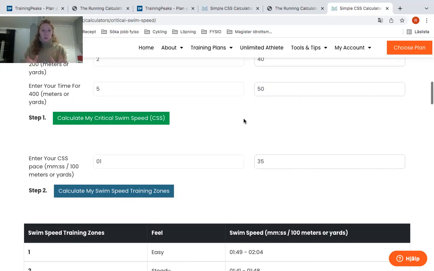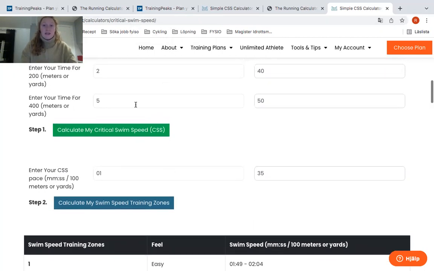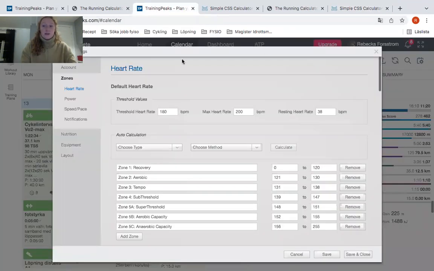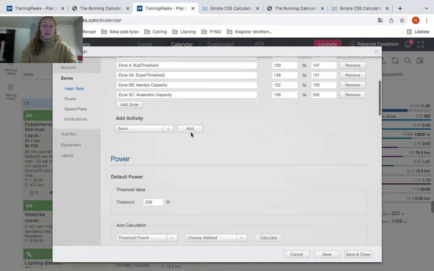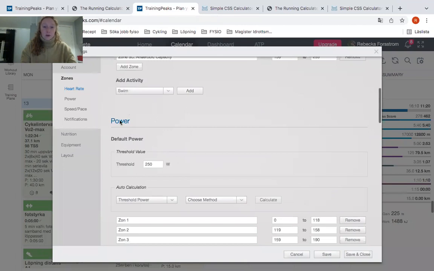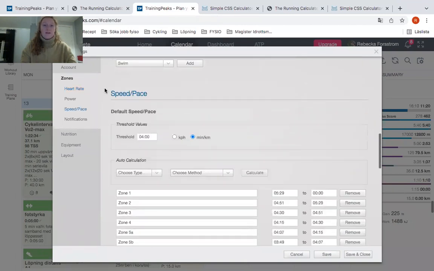Okay, so in short, get out your training scores and calculate them, as I said, through the running calculator and through the FTP that you get and this CSS score. Then get into Training Peaks, go to settings, zones, and then fill in the numbers for power here for biking, and then for speed pace for running. Those are the important parts. Good.